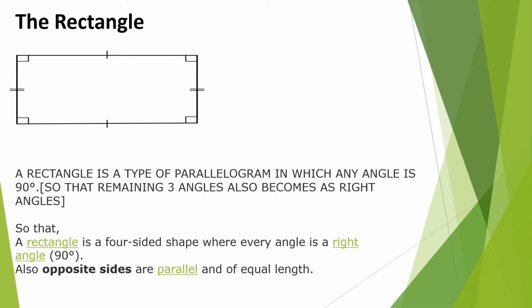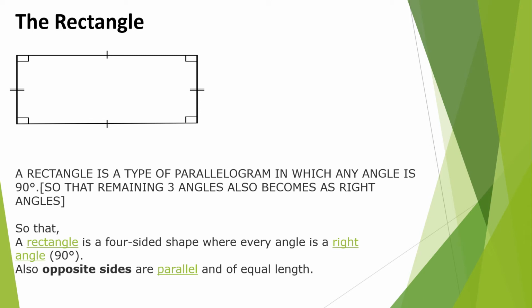Why? Because we know the property of parallelogram is that adjacent angles are supplementary. That means if we sum up any two adjacent angles, the sum is equal to 180 degree. So if one angle is 90 degree, another angle also measures 90 degree. Then the third angle is also 90 degree, and the fourth angle is also 90 degree. So a rectangle is a type of parallelogram in which any angle is 90 degree.